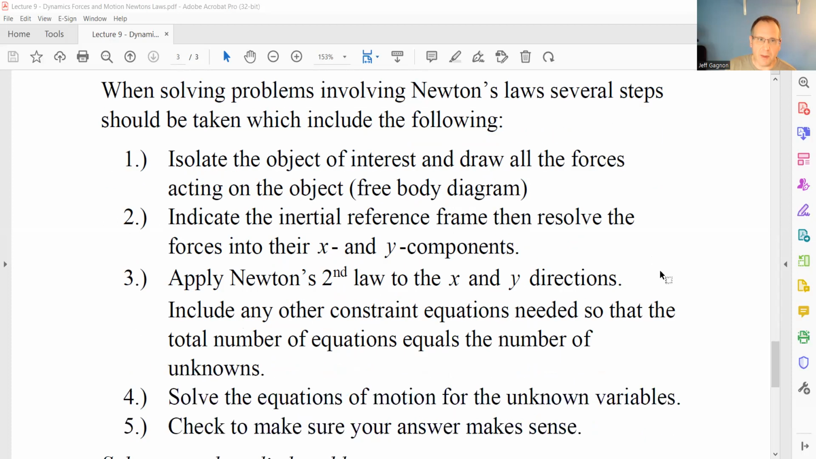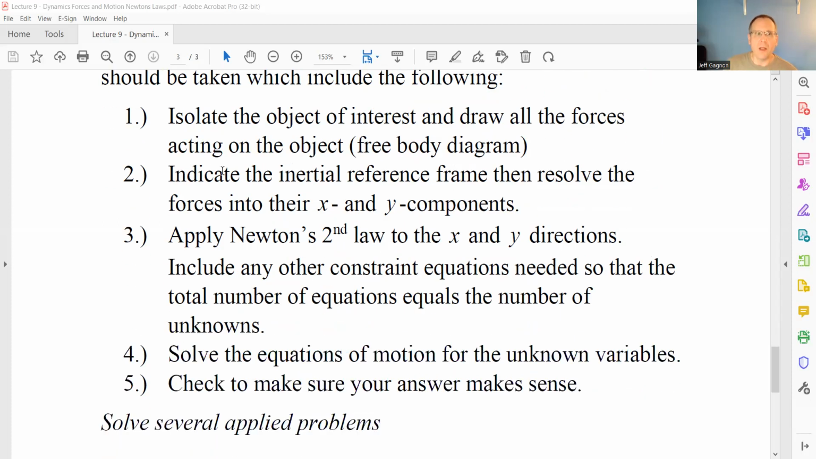So the first thing, and we talked about this a little bit already, you want to start by isolating the object of interest and drawing all the forces acting on the object. That's going to be really helpful. That's called a free body diagram. So you isolate the object and you draw all the forces acting on the object.